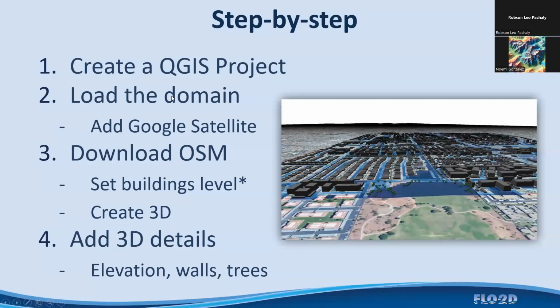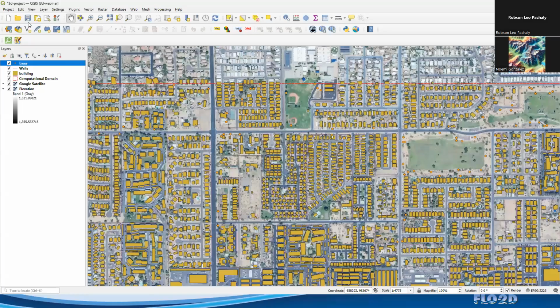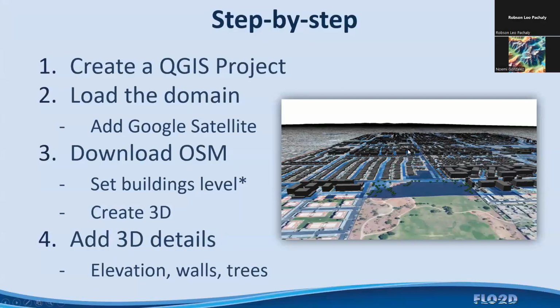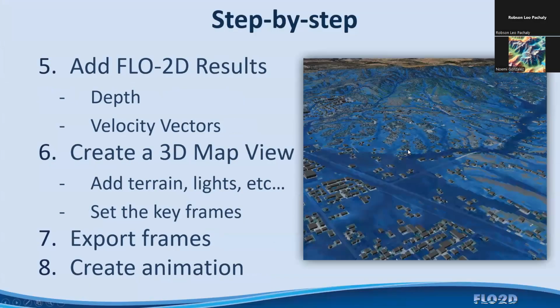Okay, good. So we created a QGIS project. We loaded the domain. We added the Google Satellite. We downloaded the OSM data. We set the buildings level. We created the 3D. We added some 3D details. And this is looking good. What I'm going to do here, I'm just going to save this project. Now let's add some FLO-2D results.